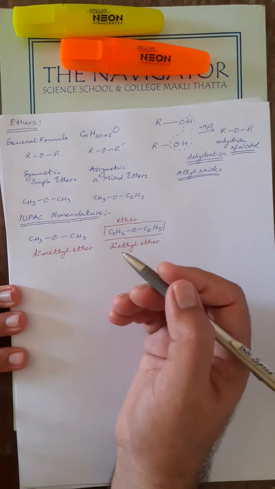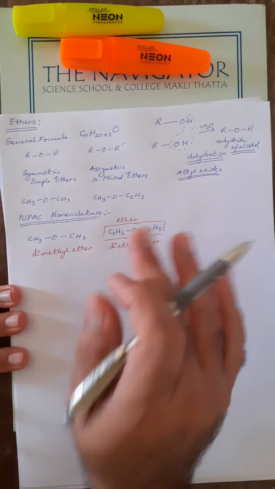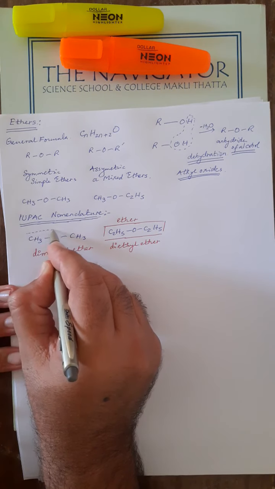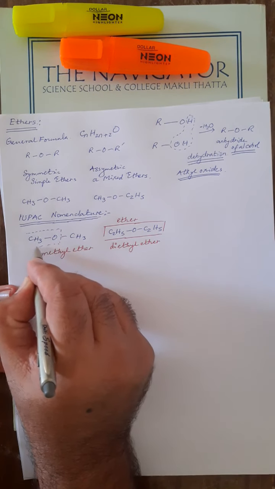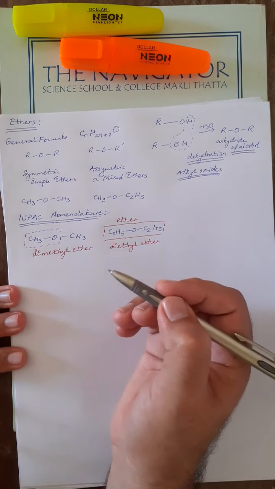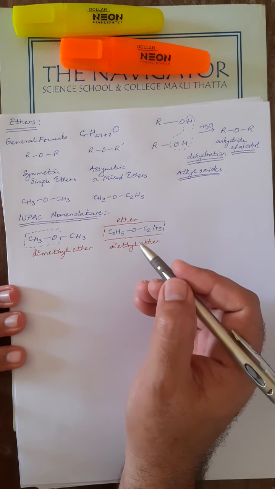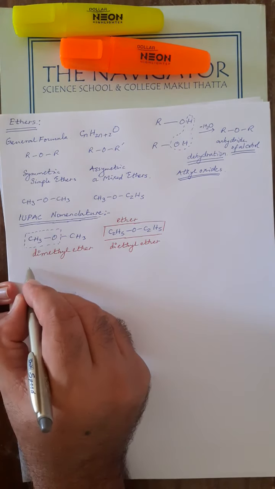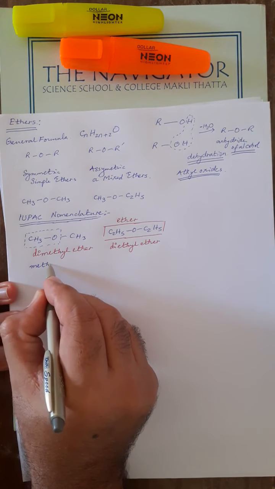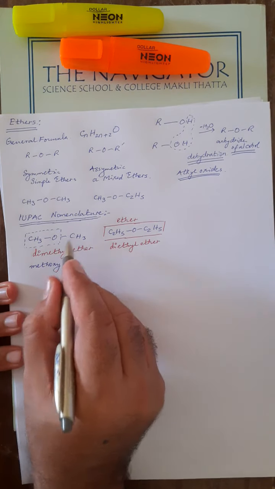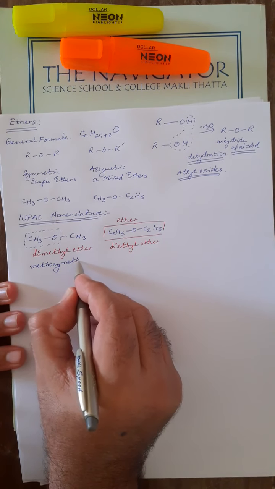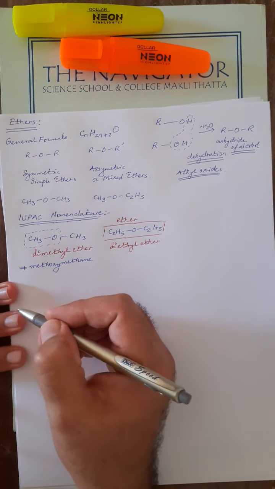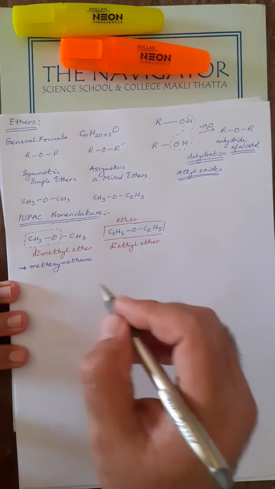According to the IUPAC rules, these are alkyl oxides. So what we do is we basically consider one alkyl group attached with the oxygen, the smaller one, and we call it, this is methoxy. So methoxy, this is methane. So the IUPAC name is methoxymethane. Can you help me with this one?